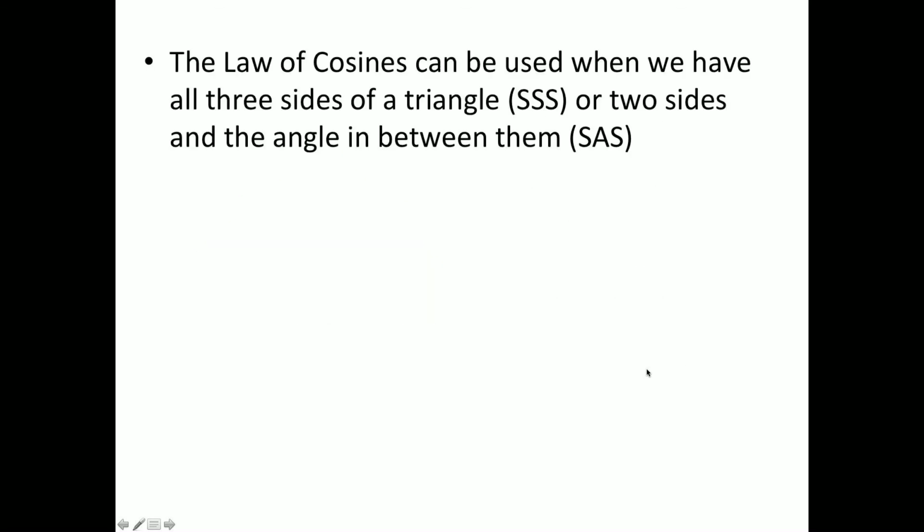For the next step, the law of cosines can be used when we have all three sides of a triangle, that's SSS, or two sides and the angle in between them, SAS. So in this first example, this would be an SAS, so we have the one side, we have the angle in between, and then we have the next side.